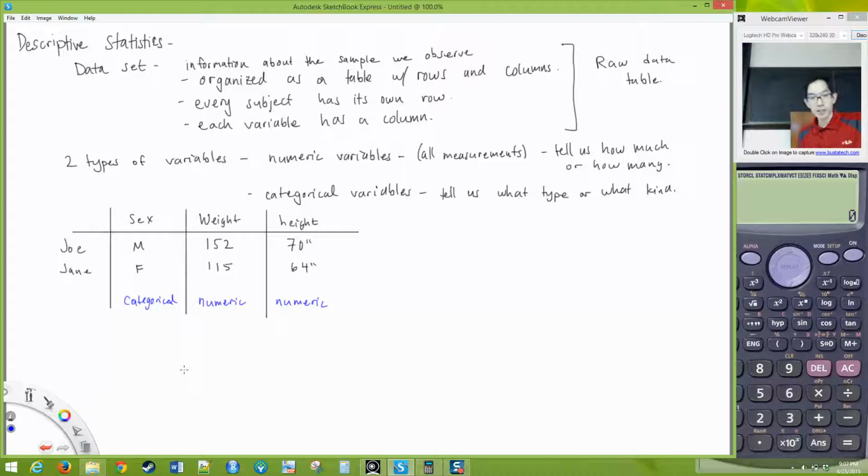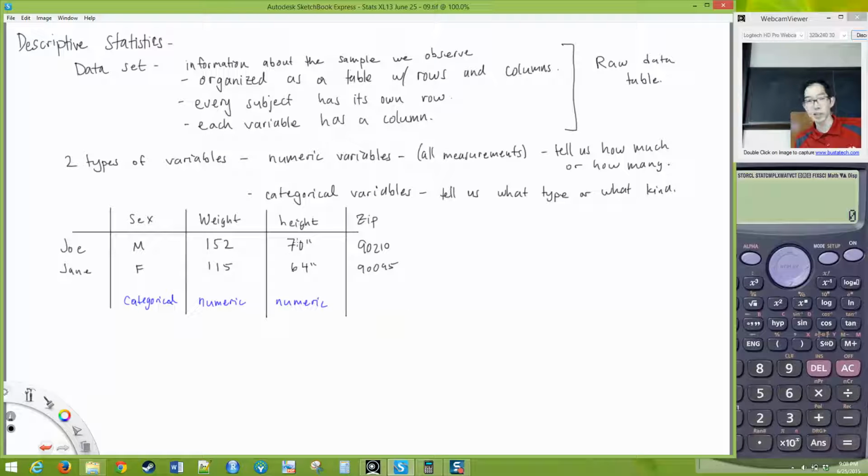Let's say I gathered another piece of information. What zip code they currently live in. Is that numeric or categorical? Zip code. Yes, it would be categorical. So let's say Joe lives in 90210, okay? And Jane lives in 90095 or something like that, okay? We cannot say Joe has 115 more zip code than Jane, okay? That doesn't make sense. You can't make that kind of numeric comparison.